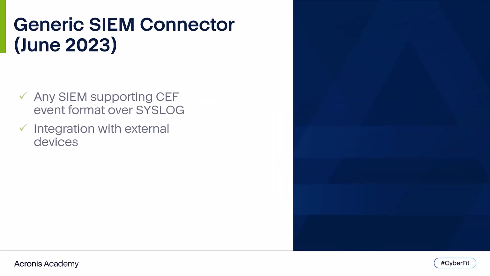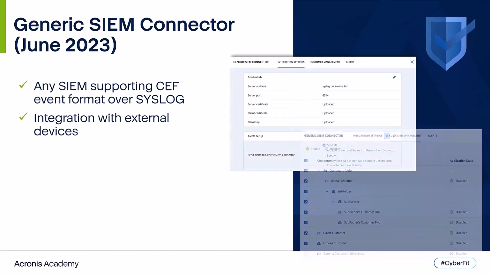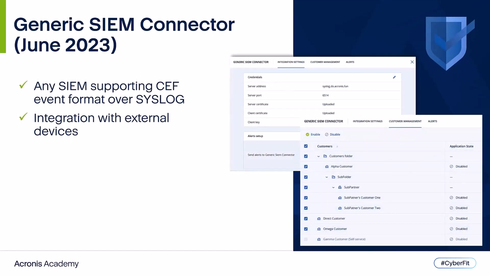The Acronis Generic SIEM, Security Information and Event Management connector, released in June 2023, enables connection between Acronis Cyber Protect Cloud and any SIEM that supports the CEF, Common Event Format, over Syslog. SIEM support is crucial for enabling the integration of Acronis Advanced Security and EDR with external services. As a partner administrator, you can enable an integration by providing credentials for the SIEM. Select the tenants that should send data to the SIEM and review a list of Acronis alerts, and select which alerts should be pushed to the SIEM.